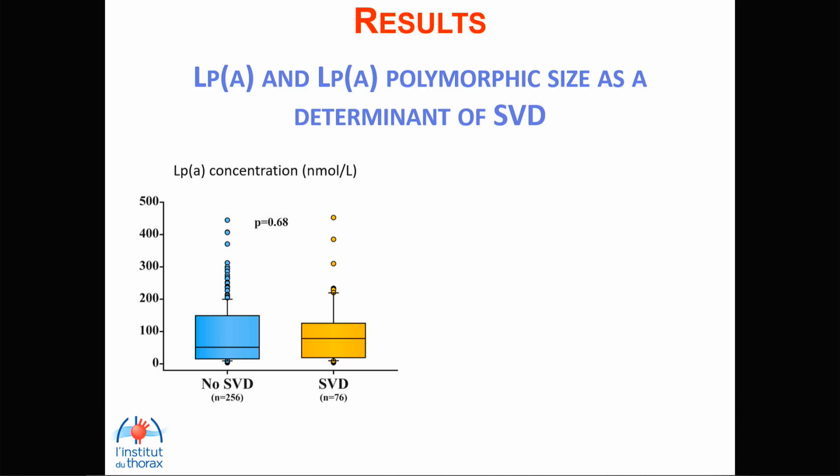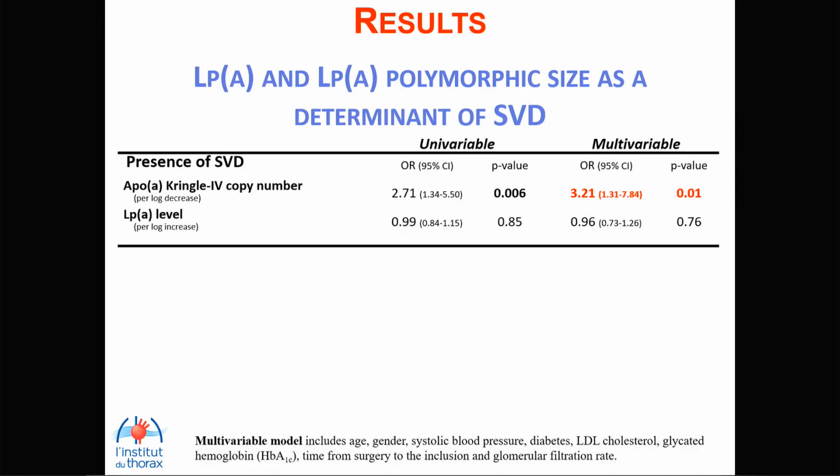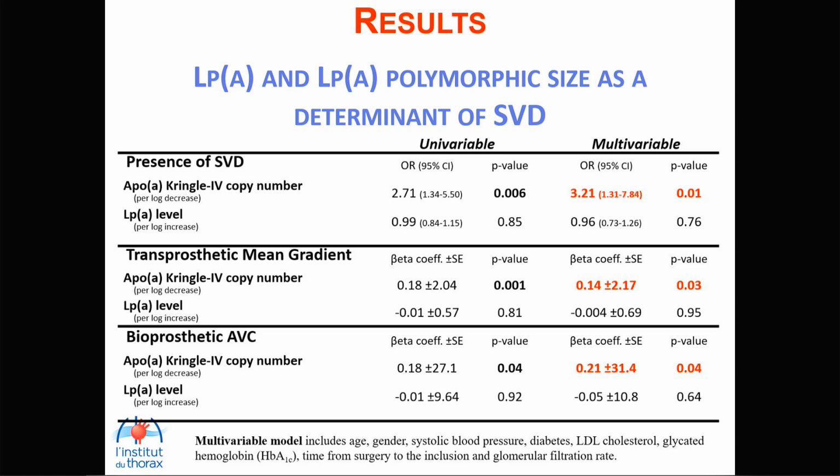Now, when we compare patients with and without SVD, there is no difference in terms of Lp(a) concentration. However, the patients with SVD presented a smaller apo(a) Kringle-4 copy number. The association between the small apo(a) Kringle-4 copy number and the occurrence of SVD has been validated after multivariate analysis. There is a 3-fold increased risk of developing SVD for these patients, even after adjustment for circulating Lp(a). This has been confirmed with the secondary endpoint, the mean gradient in prosthetic valves.